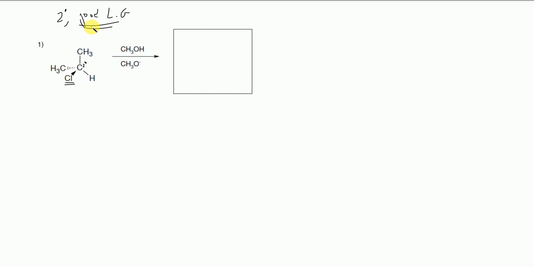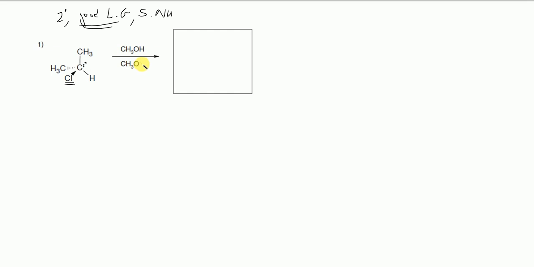SN2 wants to happen quickly, so you need good leaving groups on your molecule so that it can progress quickly, and then I need to have a good, strong nucleophile. She's given me these two molecules right here. They're both in the solvent, and one of them is going to act as the nucleophile. So I have OCH3 minus and I have CH3OH.